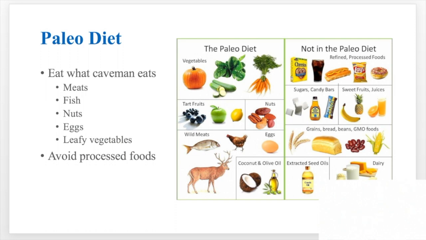Another very effective option that's out there, and it's getting more and more press, is the Paleo Diet. Basically, the concept of this diet is that you eat what a caveman eats. So you eat mainly meats, fish, nuts, eggs, and leafy vegetables. And the most important thing is you avoid processed foods.